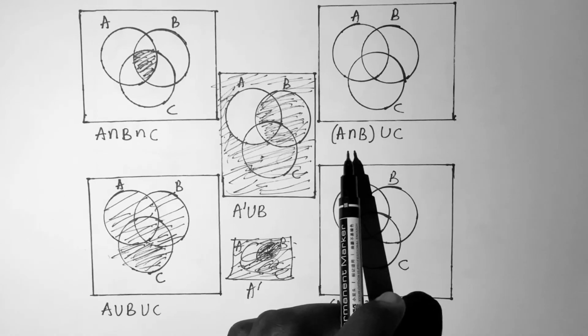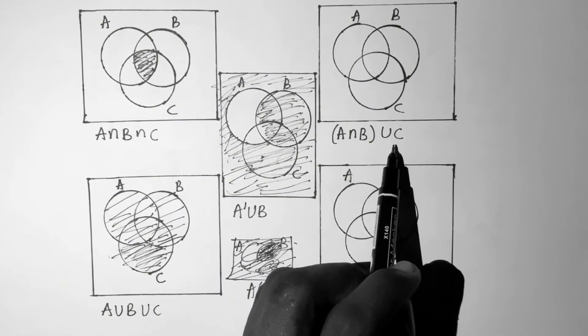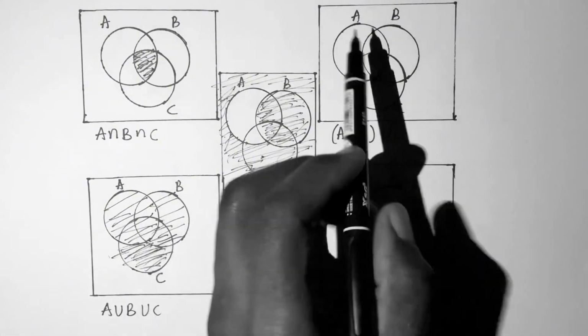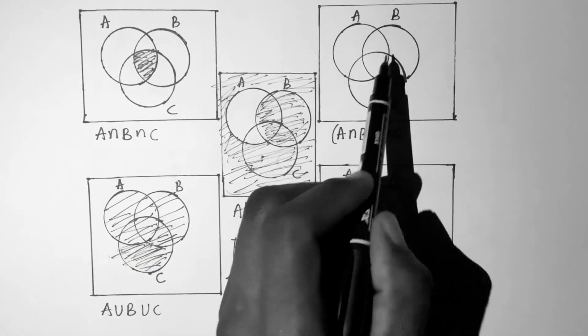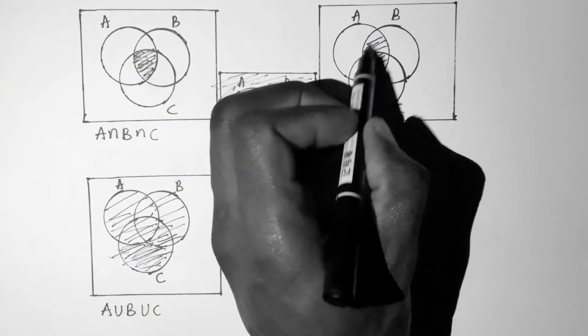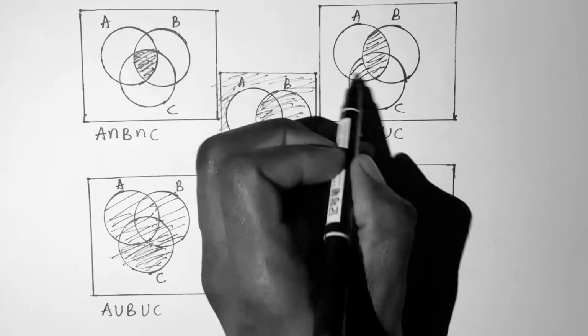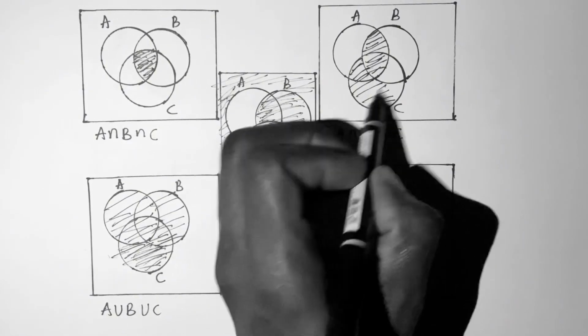And now let's come to this problem. It says A intersection B union C. So you see that this is the region A intersection B. So let's shade that region first. And then this is the region C. So A intersection B union C is this region.